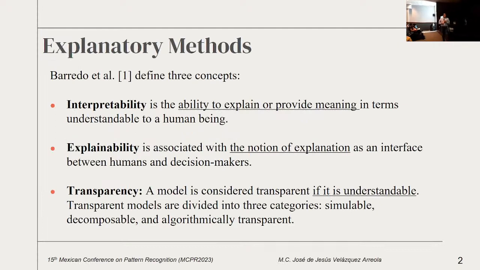First, it's important to define three concepts that are often confused. First, interpretability: the ability to explain or provide meaning in terms that are understandable to a human being. Next, explainability: it's associated with the notion of explanation as an interface between humans and decision makers. This is important, and this work is focused on this definition. And finally, transparency. A model is considered transparent if it's understandable. Transparent models are usually divided into three categories: simulable, decomposable, and algorithmically transparent.